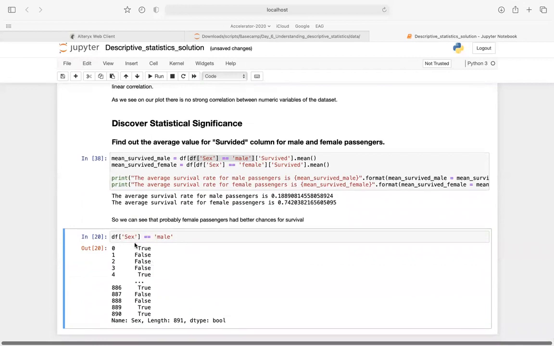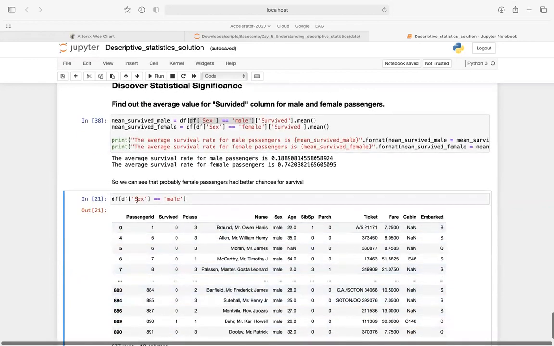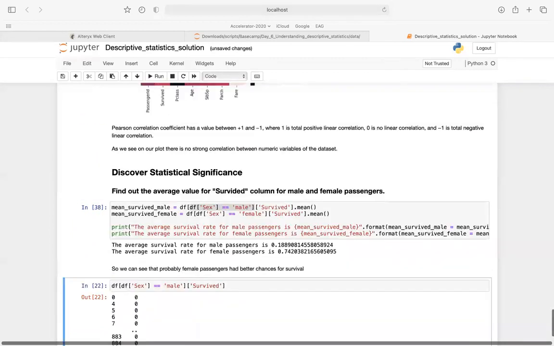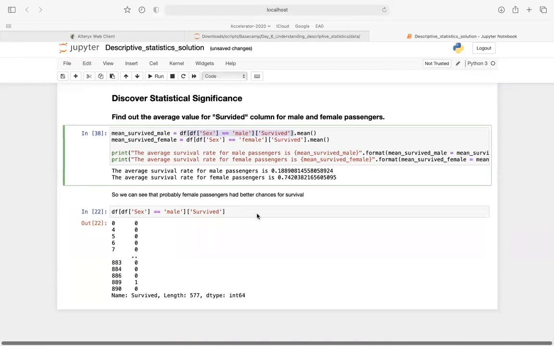So I'm simply saying df of sex is equal to male. I'm just trying to put up a filter condition. If I put this into df, I would get all the records where the sex is equal to male. I can select a specific column if I wish, survived. So I would only get the one column that I'm interested in. So I just wanted to showcase this as a comprehension. So you can filter the records on one condition and you can select one specific column that you wish to.